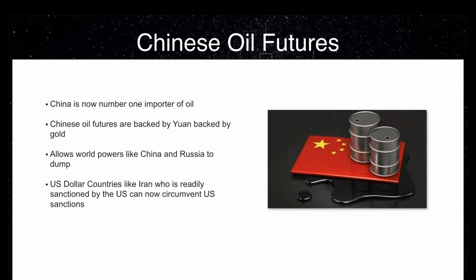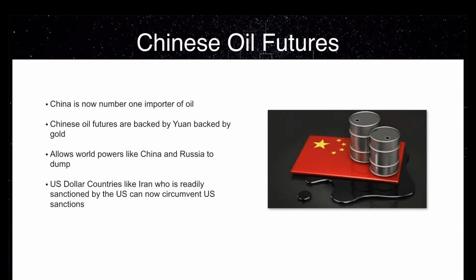And what that allows countries like China and Russia to do, now Russia doesn't have to deal with the U.S. and oil; they can exclusively go through China, who they obviously are allies with and would much rather deal with each other than with the U.S. And then you have countries like Iran, who are readily sanctioned by the U.S. and their oil exports and all things like that. They can now circumvent the U.S. and go through China.